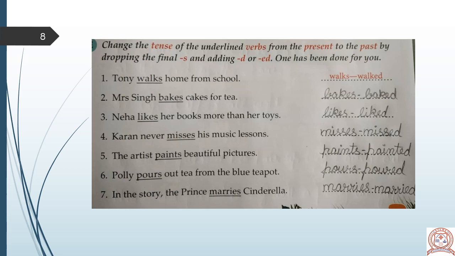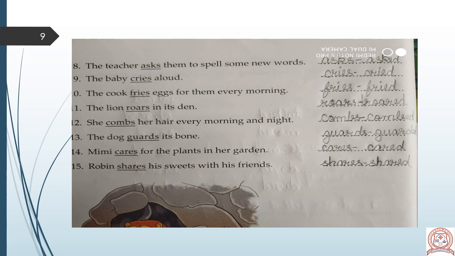The artist paints beautiful pictures. Paints, paints. We will remove S and we will add ED to make it become painted. Now students, you have to complete this exercise like this only by removing S and adding D or ED to the words. The same exercise is continued on page number 36.